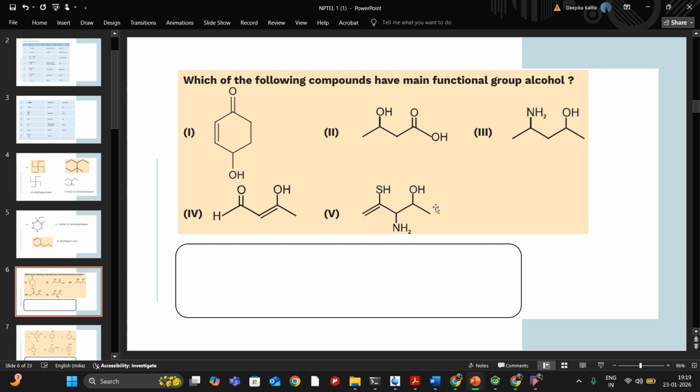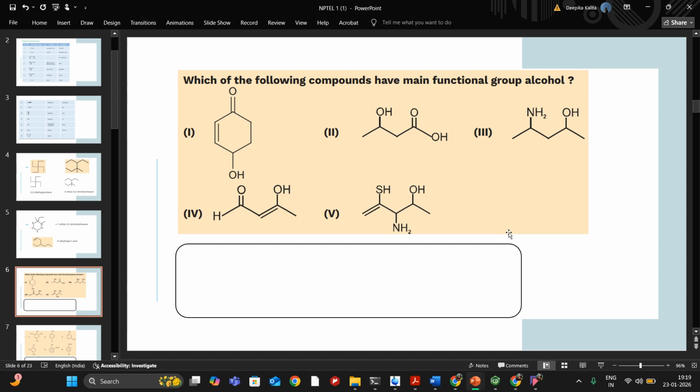Here also we have a hydroxyl group present. And in this aldehyde, we have a hydroxyl group present which is in the form of enol form. But it also has a hydroxyl group present. Hence, out of these 5 compounds, you have to choose those compounds where we are going to get the hydroxyl group, the alcoholic functionality, as the highest priority group.